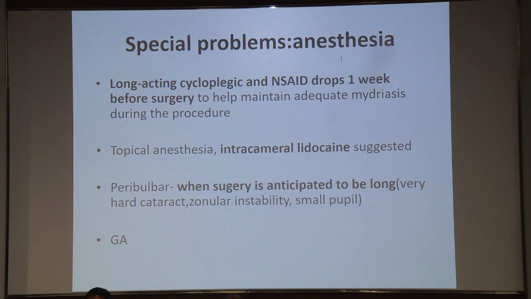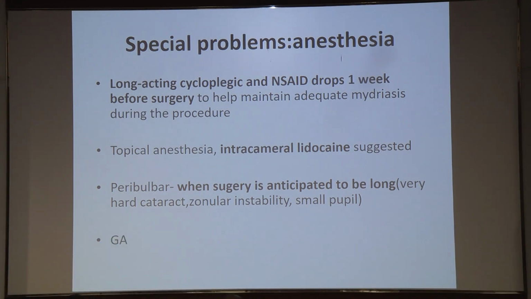The other problems which we encounter during surgery are with the anesthesia. Most of these patients must be given NSAID and cycloplegic even longer before what we give in routine cataract surgery, so that there is no intraoperative miosis during the surgery. Topical anesthesia is used, but intracameral lidocaine is suggested because there is sudden deepening of the chamber that can cause some discomfort to the patient.